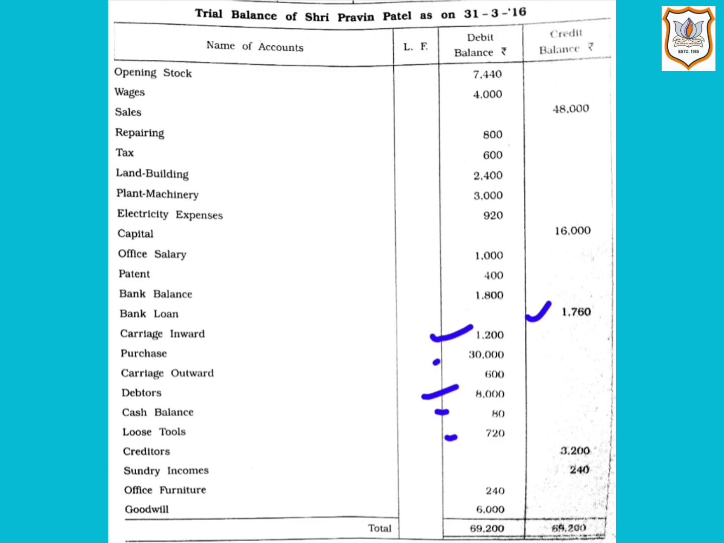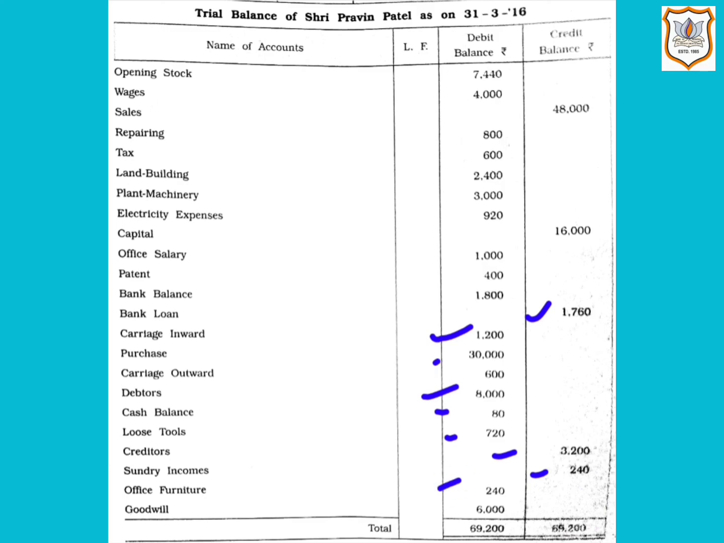Amount is 720. Then creditors, we know that creditors are liabilities and creditor has a credit balance, so it will be recorded on credit side of trial balance. Then sundry incomes are given, that is rupees 240, and we know that as per the rule of nominal account, income account has a credit balance, so it will be recorded in credit column of trial balance.